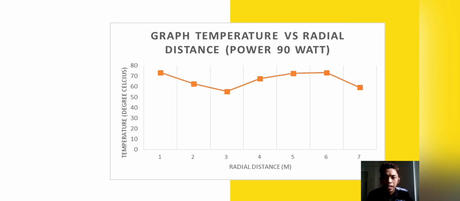And lastly, this is the graph of temperature versus radial distance for the power of 90 watt. As we can see, from temperature 1 until temperature 3 it is decreasing, and it starts increasing from temperature 4 until temperature 6 and begins to decrease at temperature 7.